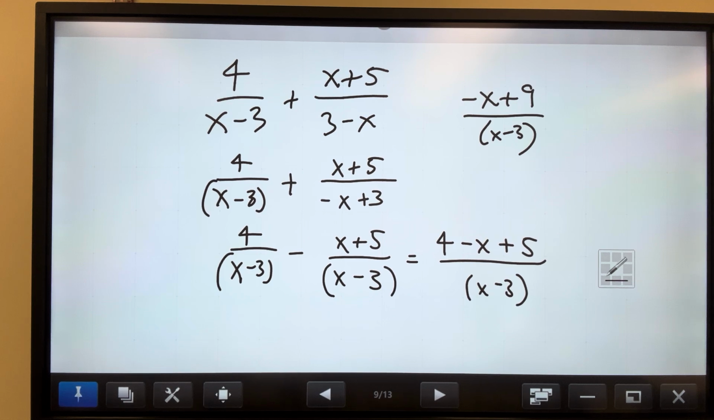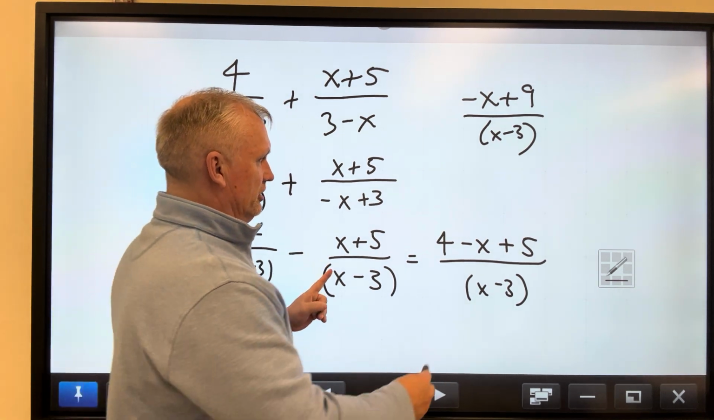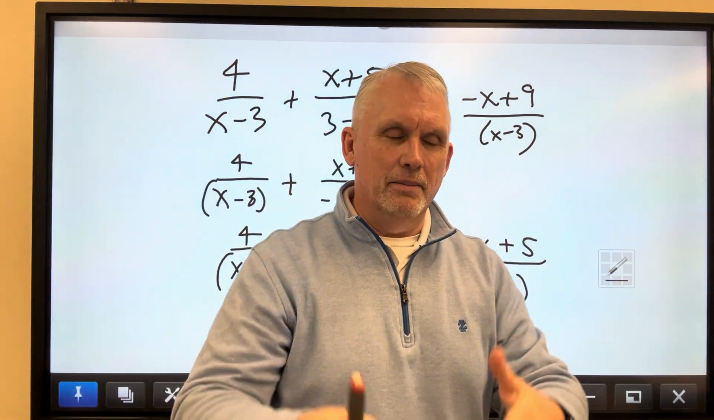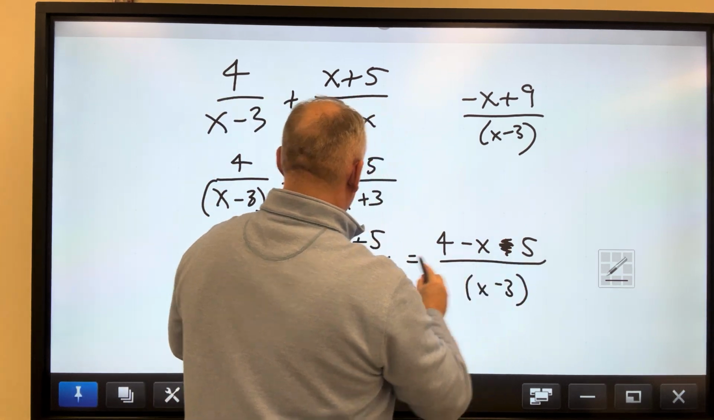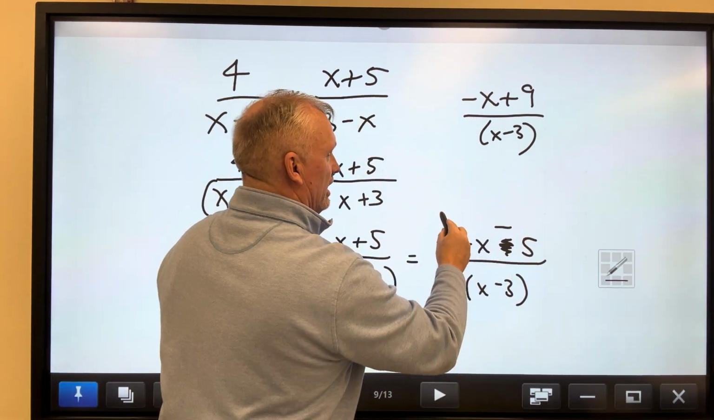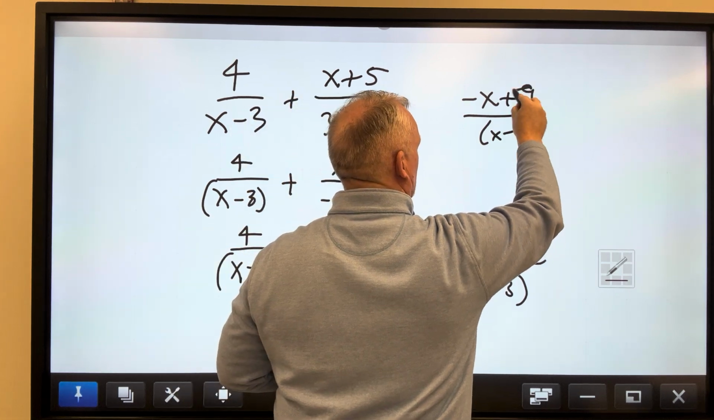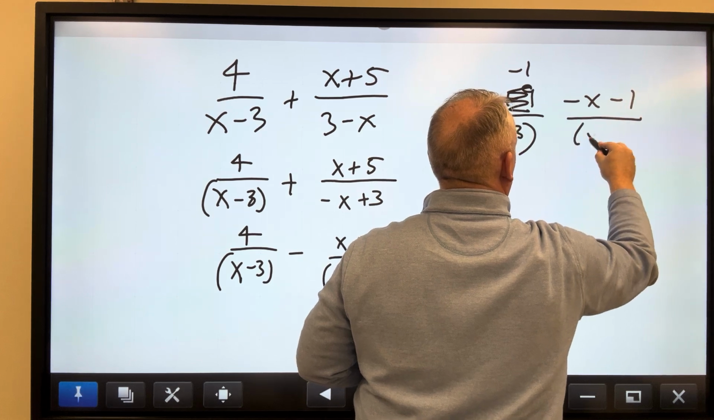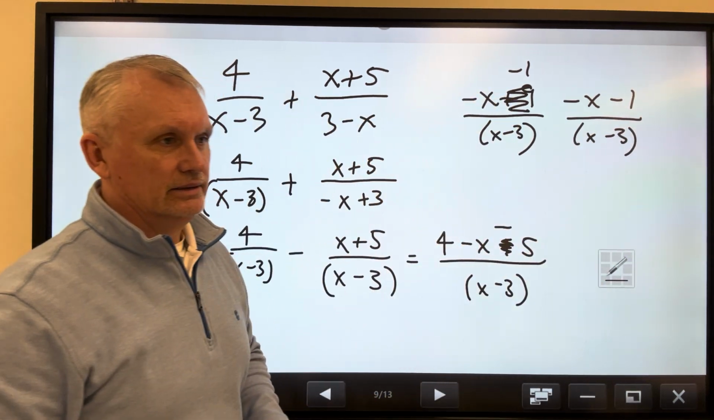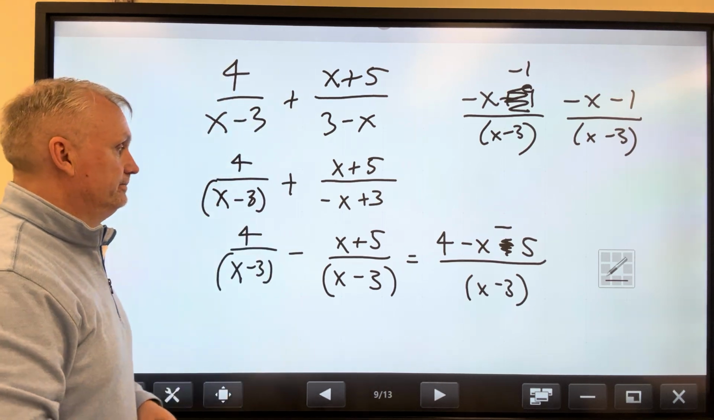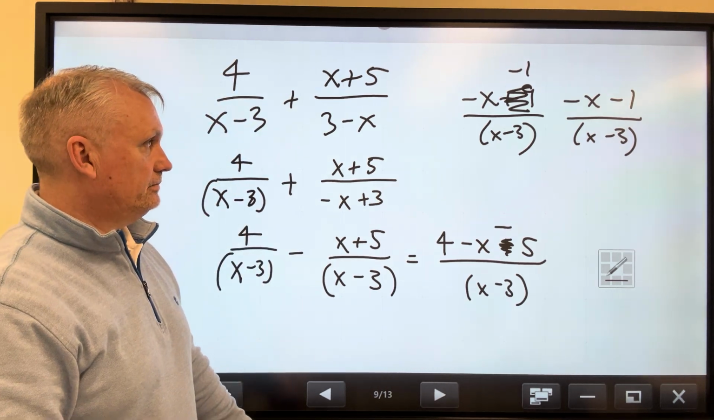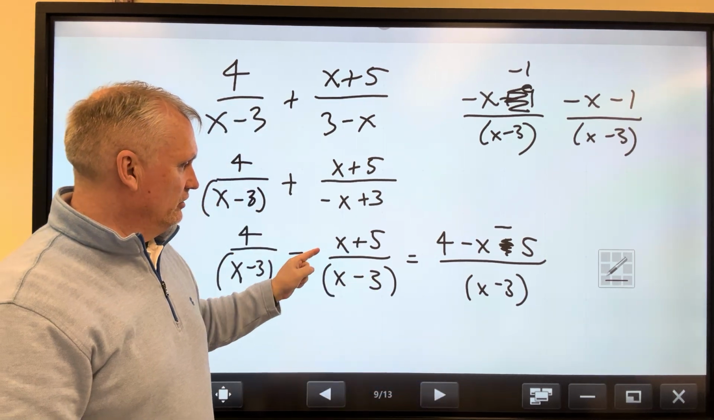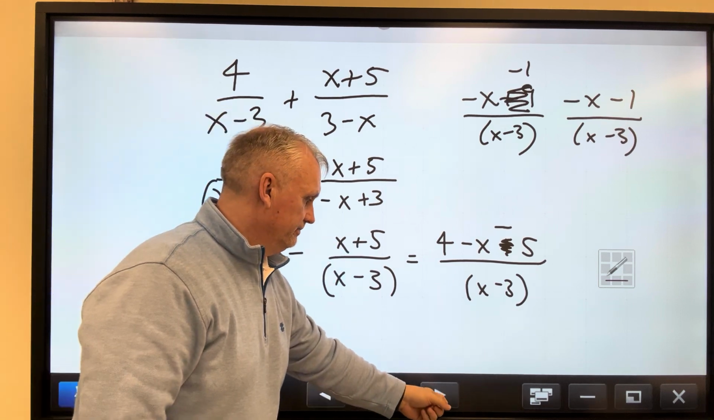And daggone it, this is an error, by the way, because this should be a minus. This minus sign changes all. I don't even follow my own rules that I tell you about. This should be a minus because this negative changes all the signs. So 4 minus 5, which is minus 1. So the answer is minus x minus 1 over x minus 3. Error, my part. My bad. Just for clarification, this negative changes all the signs that follow, minus x minus 5.